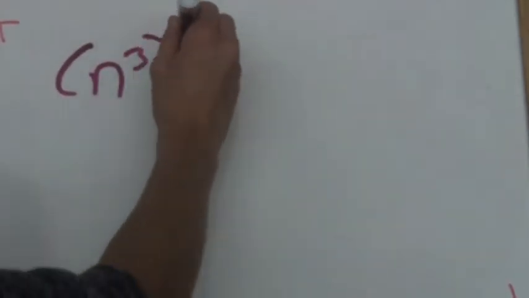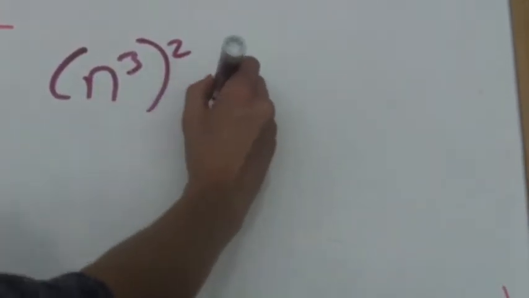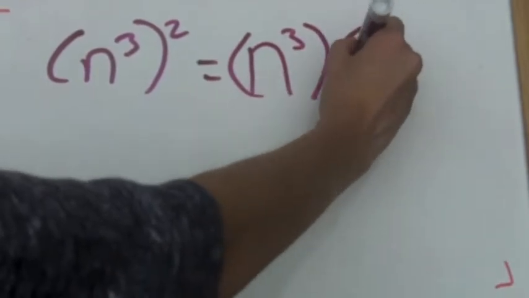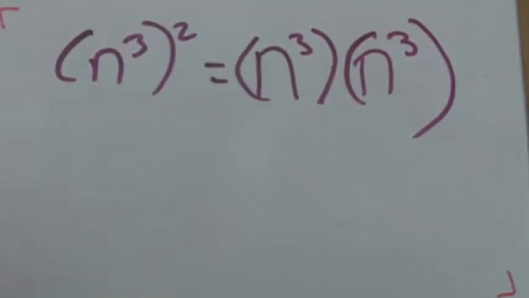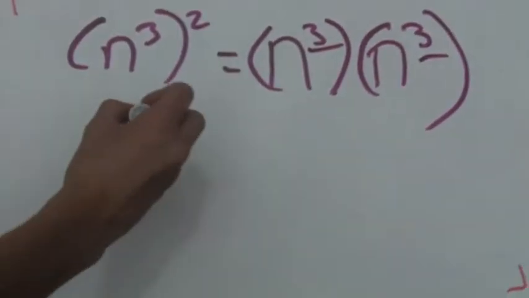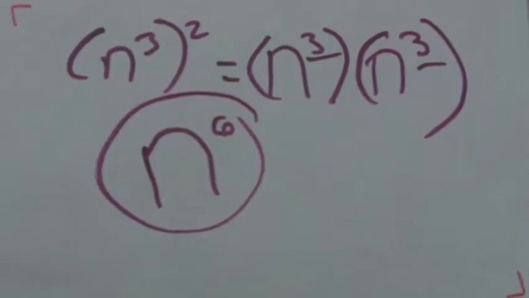We can show this because n to the third to the second is equal to n to the third times n to the third. And we know when we multiply variables with exponents, we add the exponents. So the answer is n to the 6th.